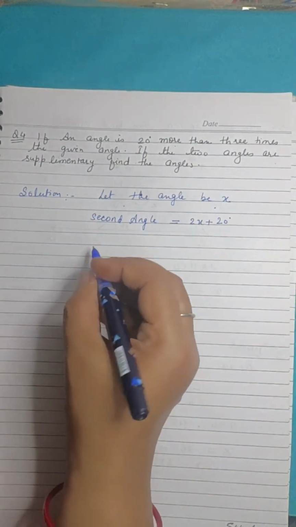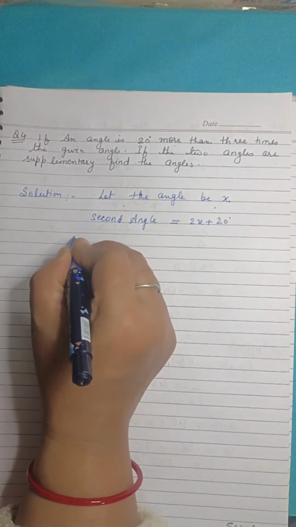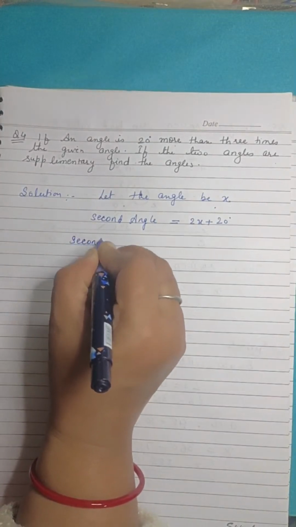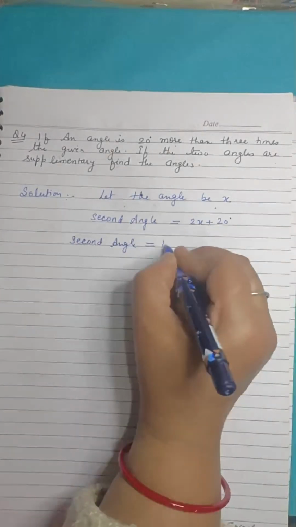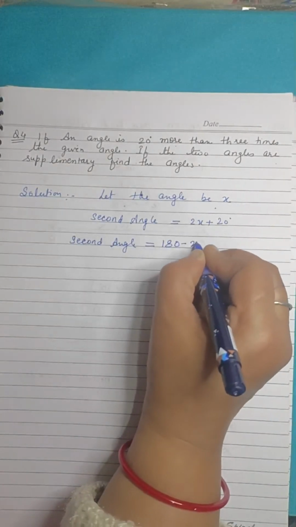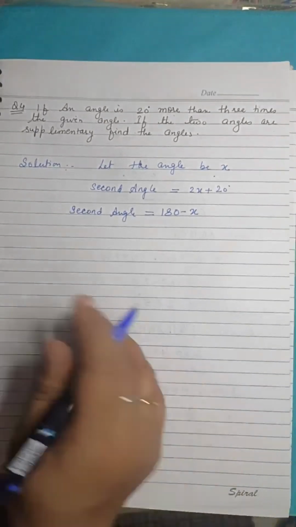If the two angles are supplementary, find the angles. That means, suppose I say the second angle is supplementary of the first angle, that is equal to 180 minus x. To find out the angles.